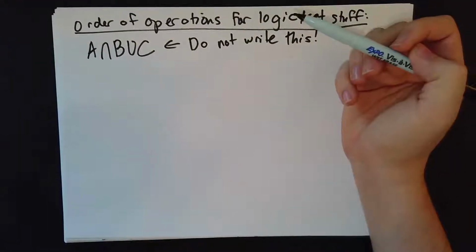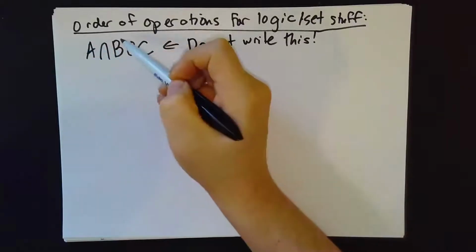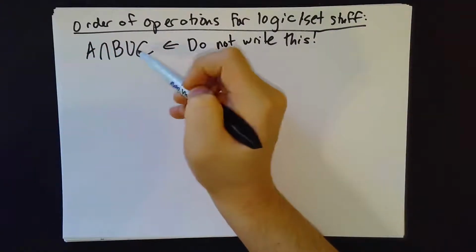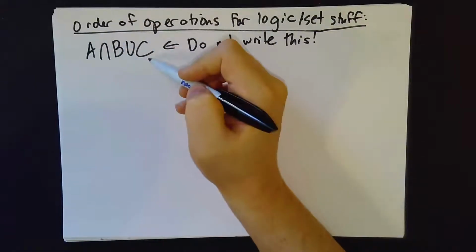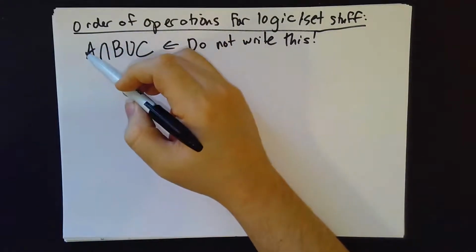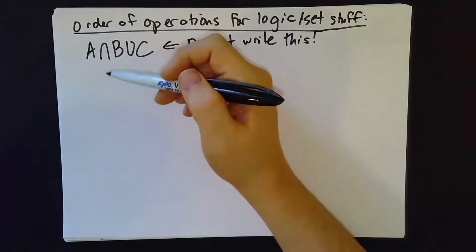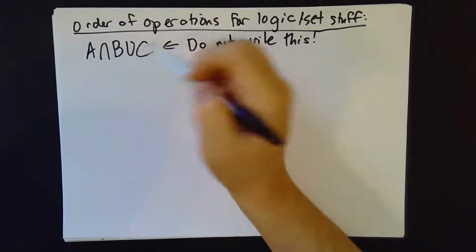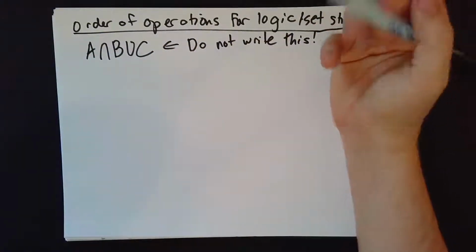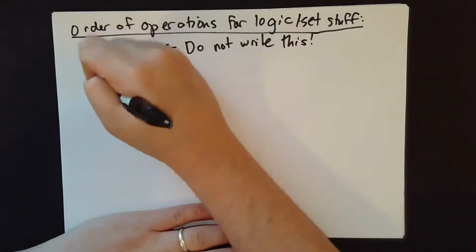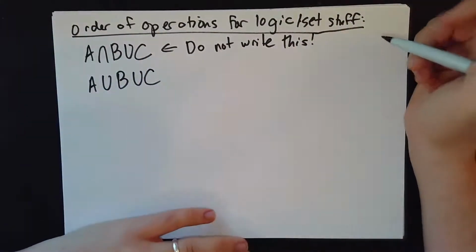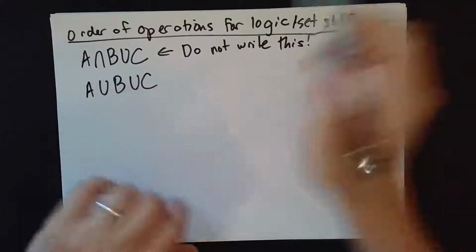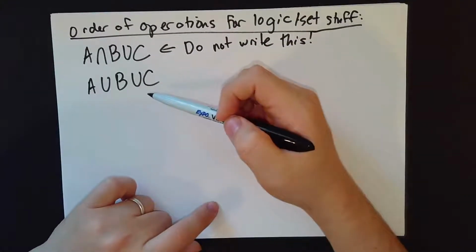Why not? Because I don't know whether to take the intersection of A and B first and then union that with C, or if I'm supposed to take the union of B and C first and then intersect that with A. And I will get different answers most of the time if I do that. The only time we get away with this is if you have something like A union B union C. We don't have to put parentheses. And the reason we don't have to put parentheses in this instance is it doesn't matter which you do first.